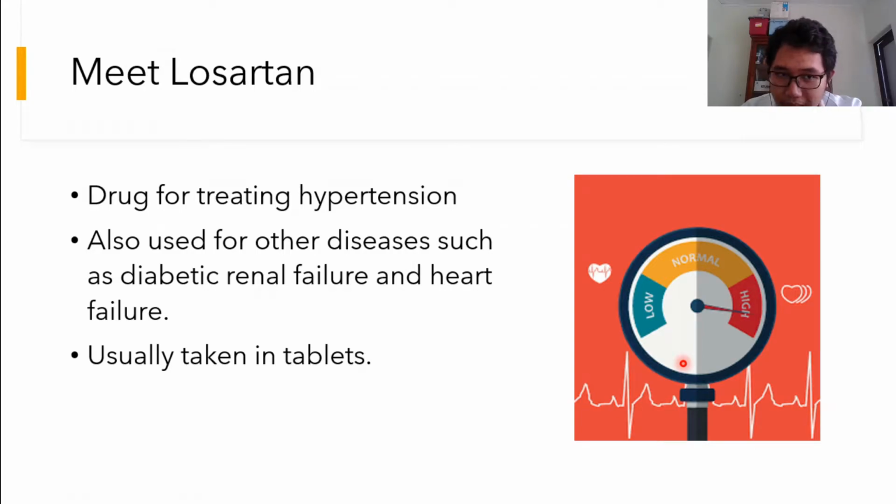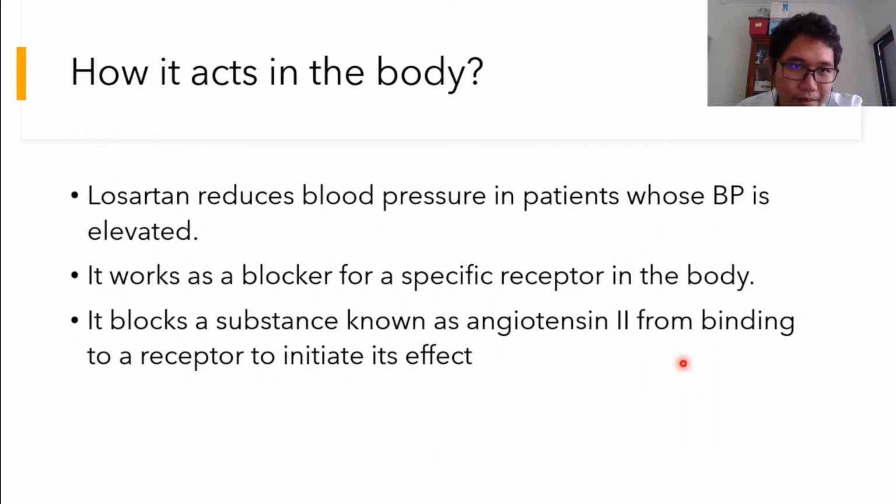So, meet Losartan. Losartan is a drug used for hypertension, which means that it treats high blood pressure and is also used in other diseases such as diabetic renal failure, or in this case, kidney failure caused by diabetes, and also heart failure. It's usually taken in tablets, so it's a very convenient way to actually ingest the drug.